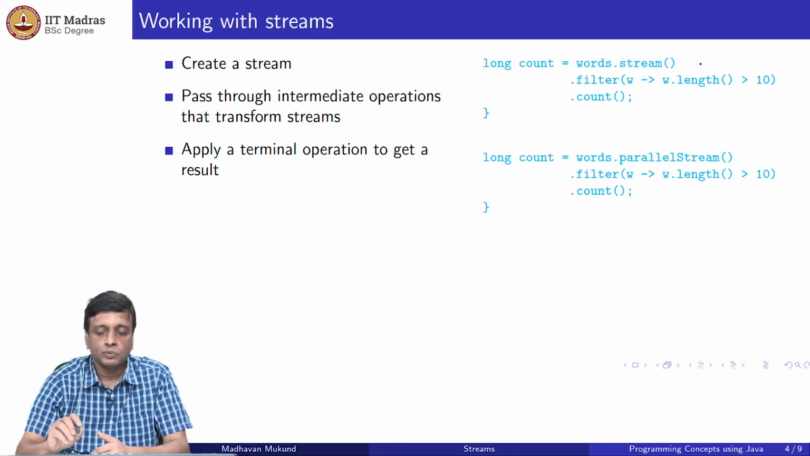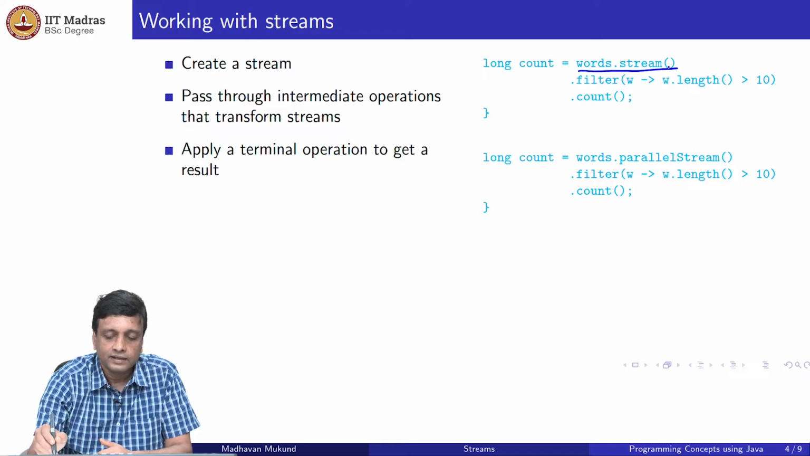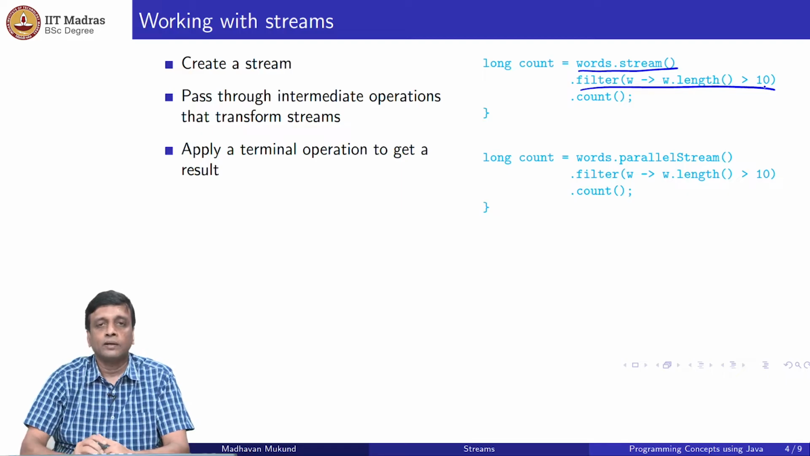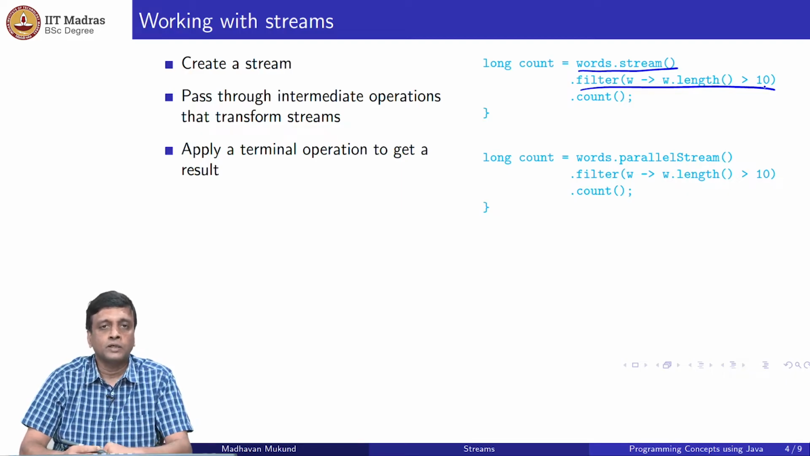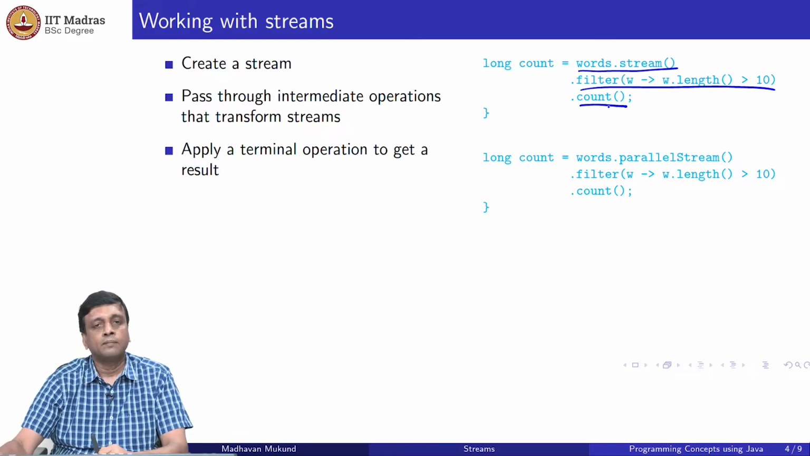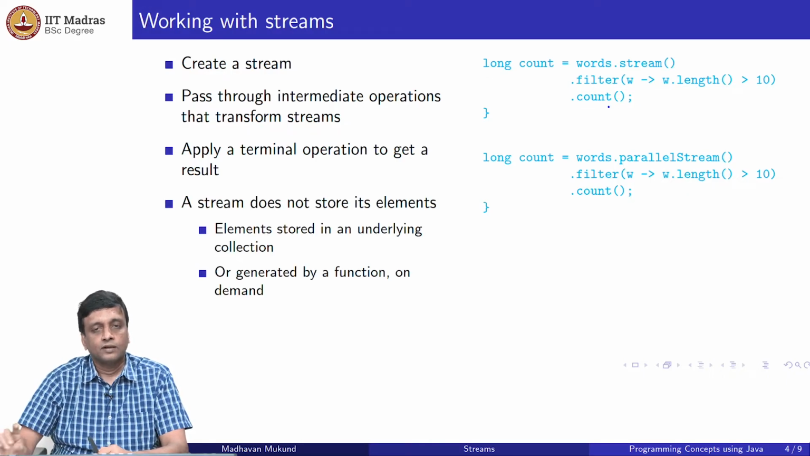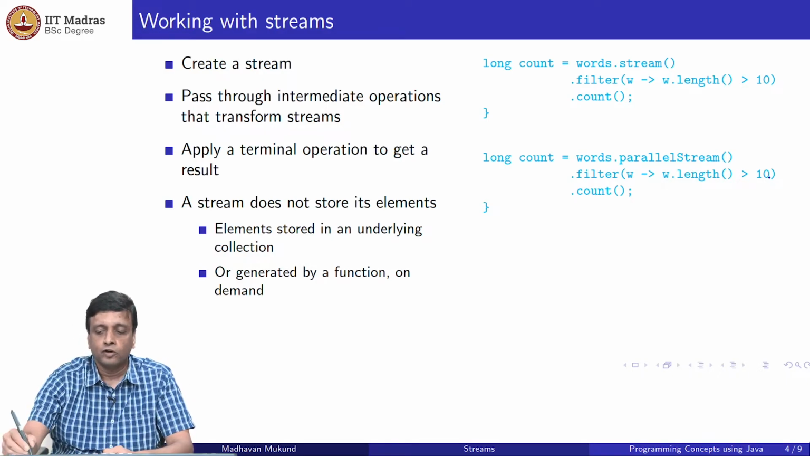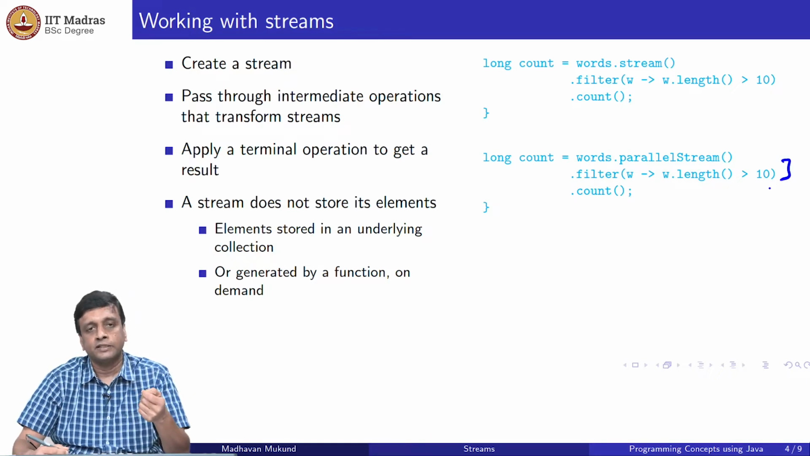So here, for instance, we create the stream. Then this operation in the middle is the one that transforms the stream. It drops the words that are too short for us. And this is the operation that actually computes the result. One thing to note is that we could have more than one such intermediate operation. Here we have only a single intermediate operation, filter, but we could have more than one.